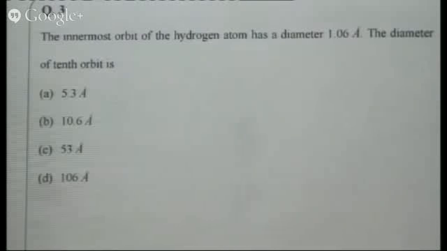The innermost orbit of the hydrogen atom has a diameter of this. The diameter of the 10th orbit will be. I think we will use the same. Yes, radius is directly proportional to n square. And twice of radius will be the diameter. Since we are taking a ratio, what would be the correct option? D. Yes, the right option is D, 106 angstroms. Good. Next slide.